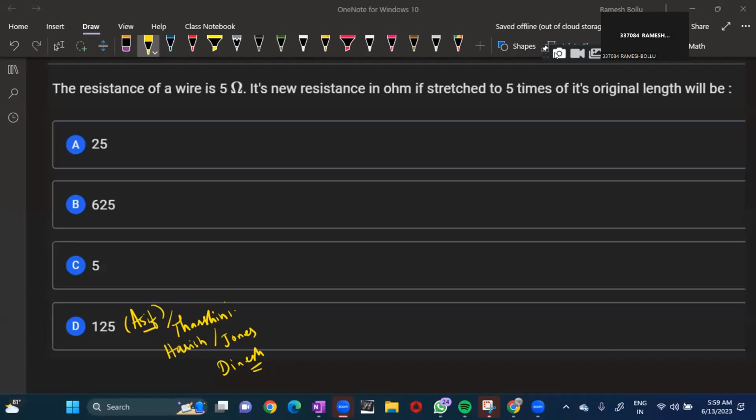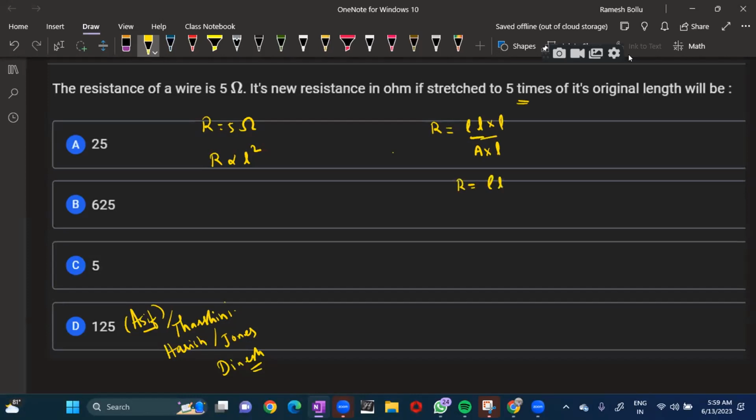So it is my turn. The resistance of a wire is 5 ohm. What is its new resistance in ohm if it is stretched to 5 times its original length? Actually, you have to remember, if something is stretched, R is proportional to what here? L square. You know the resistance formula: rho L by area, where L is the length and A is the area. But if you stretch the wire, the volume remains the same. Multiply and divide with length. So R equals rho L square by volume. The resistivity and volume are constant. So resistance is proportional to length square. We should take this relation.